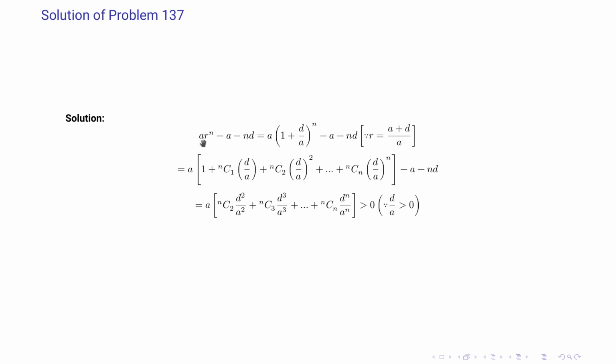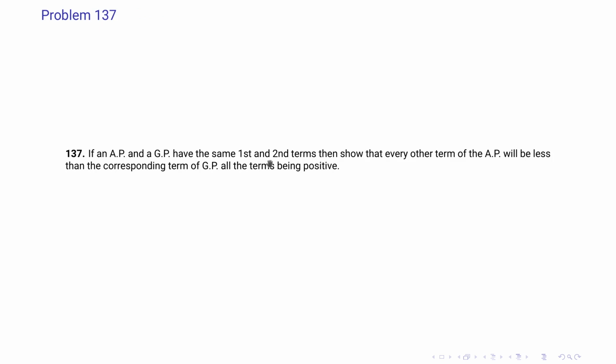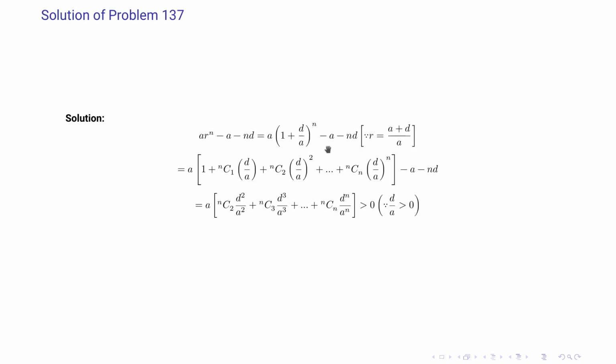So what we do is we take AR to the power n minus A minus ND, that is the nth term of the GP minus the nth term of the AP. Now we are given that they have the same first and second term. Okay, so the second term of the AP would be A plus D. So R can be written as (A plus D) by A, which will become 1 plus D by A.